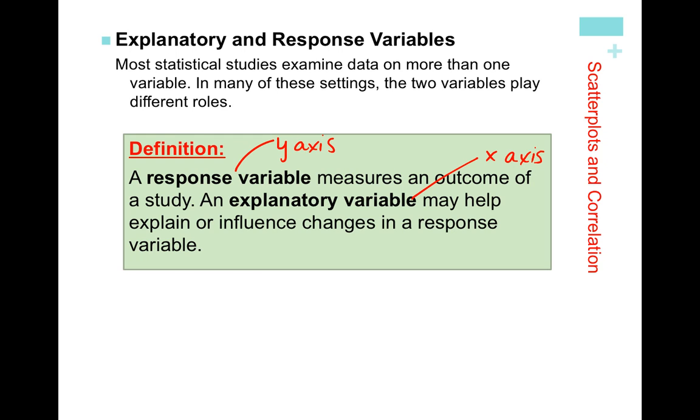In terms of more science terms that you may have learned with response and explanatory variables, you may have done independent and dependent variables. So the response variable is dependent on the input. So this would be your dependent variable. And then your explanatory variable is your input, and that would be your independent variable.